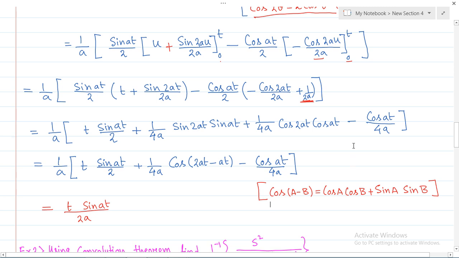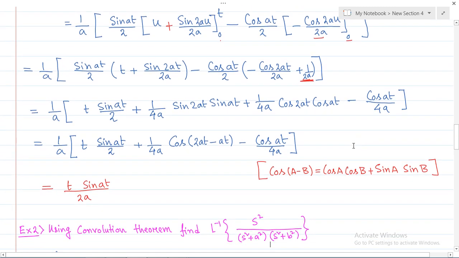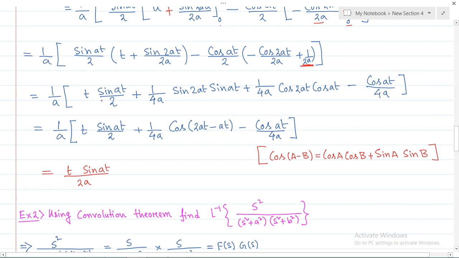So now whenever we open the bracket, what we are getting here is t into sin(at)/2, 1 by 4a sin 2at into sin at plus 1 by 4a cos 2at into cos at minus cos at upon 4a. Now these two terms, if I take 1 by 4a common, we are getting sin 2at sin at plus cos 2at cos at. So basically it will come from another trigonometric formula, that is cos of a minus b.